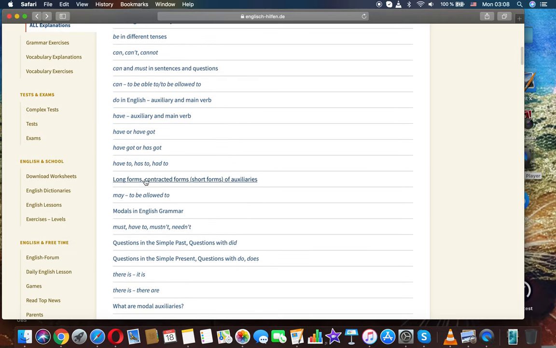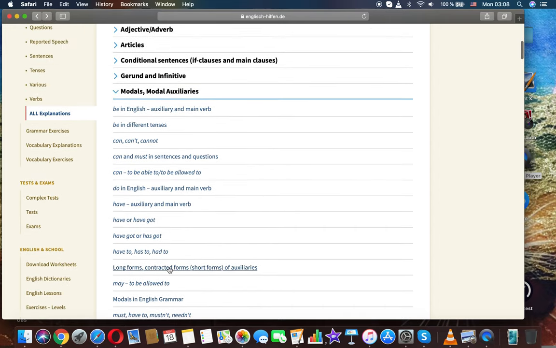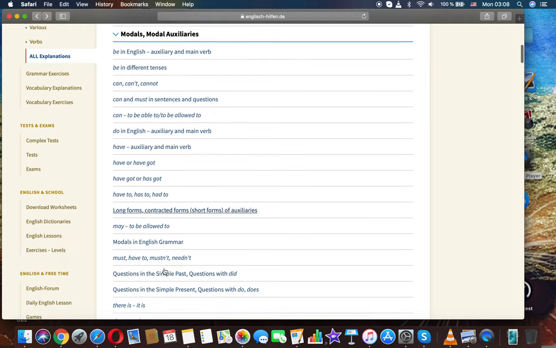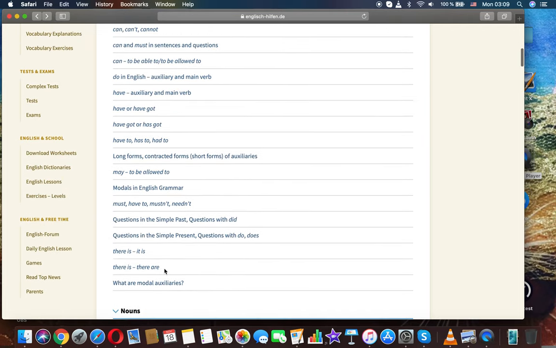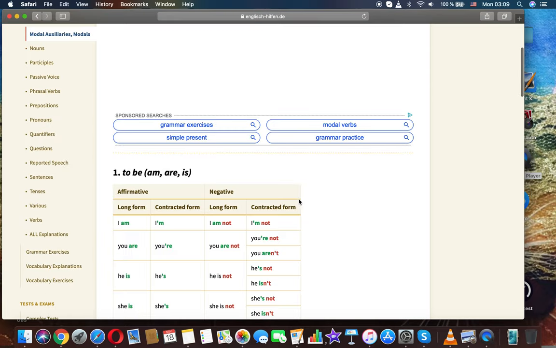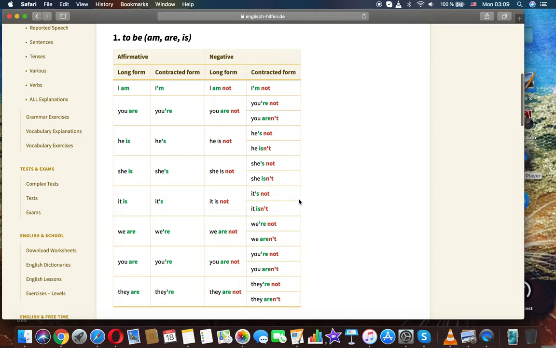Long forms, contracted forms, short forms of auxiliaries. Let's take this topic in modals and modal auxiliaries, English grammar. To be: am, are, is. Affirmative, negative, long form, contracted form.